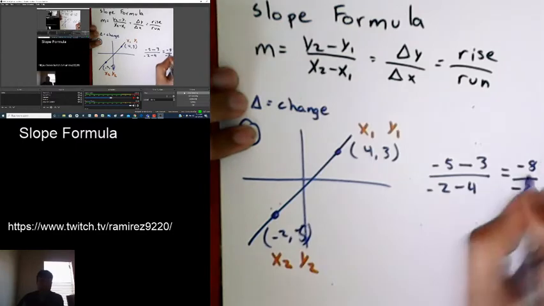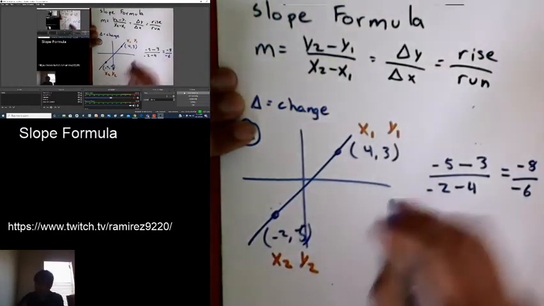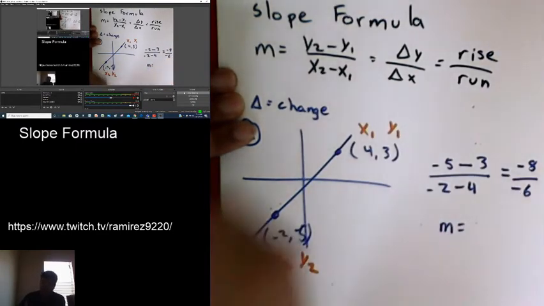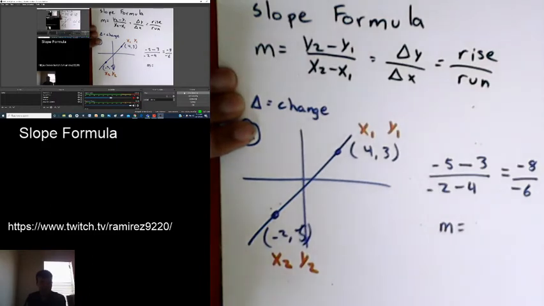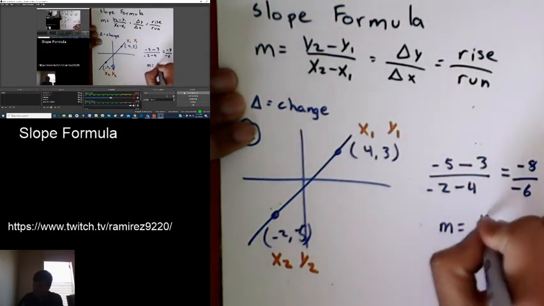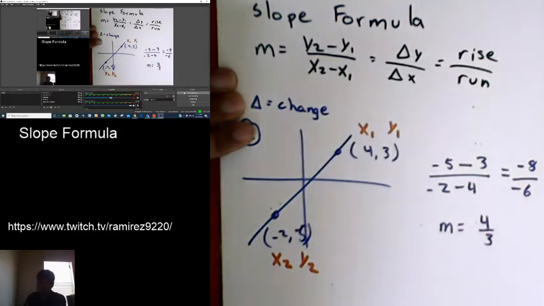Now a negative over a negative, that's going to become a positive. And I could actually simplify 8 over 6. They're both divisible by 2, so this becomes 4 over 3. My slope is 4 over 3.